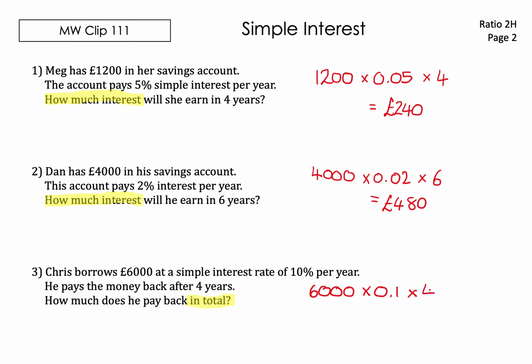And that's going to happen over 4 years. So this will be the interest. £2,400. Quite a lot of interest when you consider you only borrowed 6,000. So the total to pay back, got to add that back onto the original 6,000. And that gives 8,400. Okay, moving on.